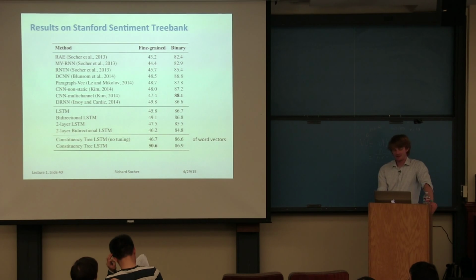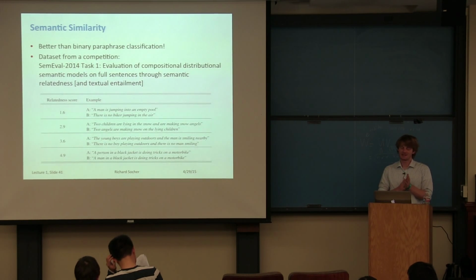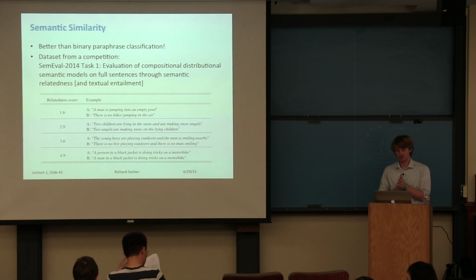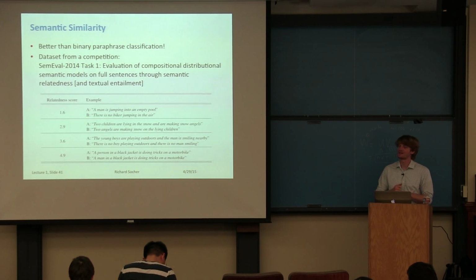All right, so that's sentiment. The last task that is actually very interesting, and I alluded to in the beginning of the class, is semantic similarity. And this is very relevant if you want to build a summarization system, for instance, for various other kinds of tasks. And this is really a better way to evaluate than the paraphrase classification, which is either 0 or 1. This kind of data set comes from a competition from last year, where they collected a bunch of sentence pairs and asked multiple people to evaluate how similar these 2 sentences are on a scale from 1 to 5.